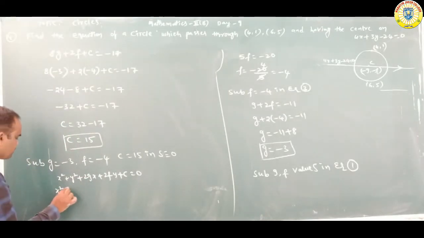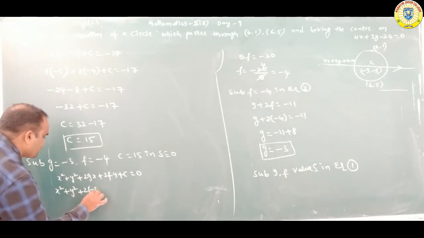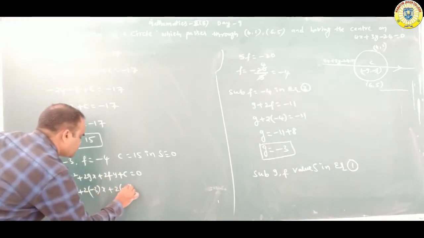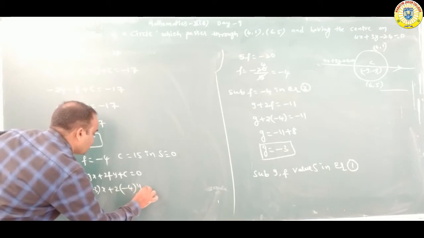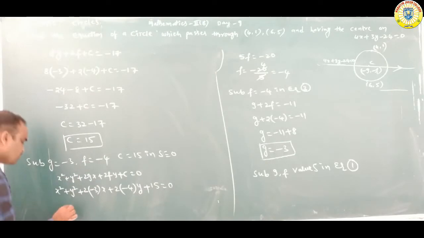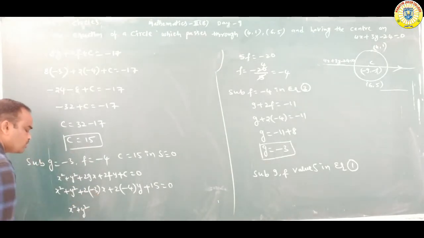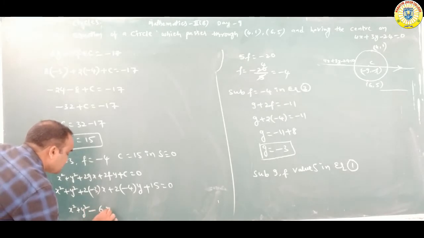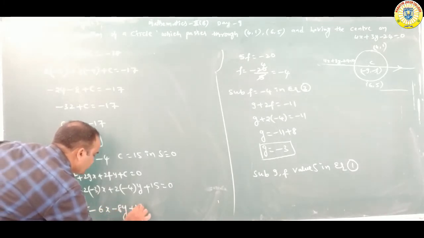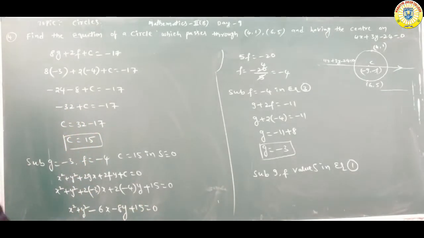x square plus y square, 2 into g, which is minus 3, into x. 2 into f, which is minus 4, into y. c is 15, is equal to 0. x square plus y square minus 6x minus 8y plus 15 is equal to 0 is the required circle equation. Understand?